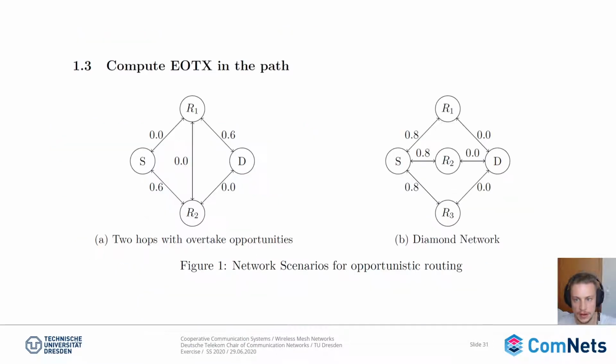So again, I show you the networks here. We'll have a strong path here to the front, and weak links where the strong path can be overtaken. And then here in the second topology, the diamond network, we can see there are weak links towards a multitude of relays where we can use the features of opportunistic routing.